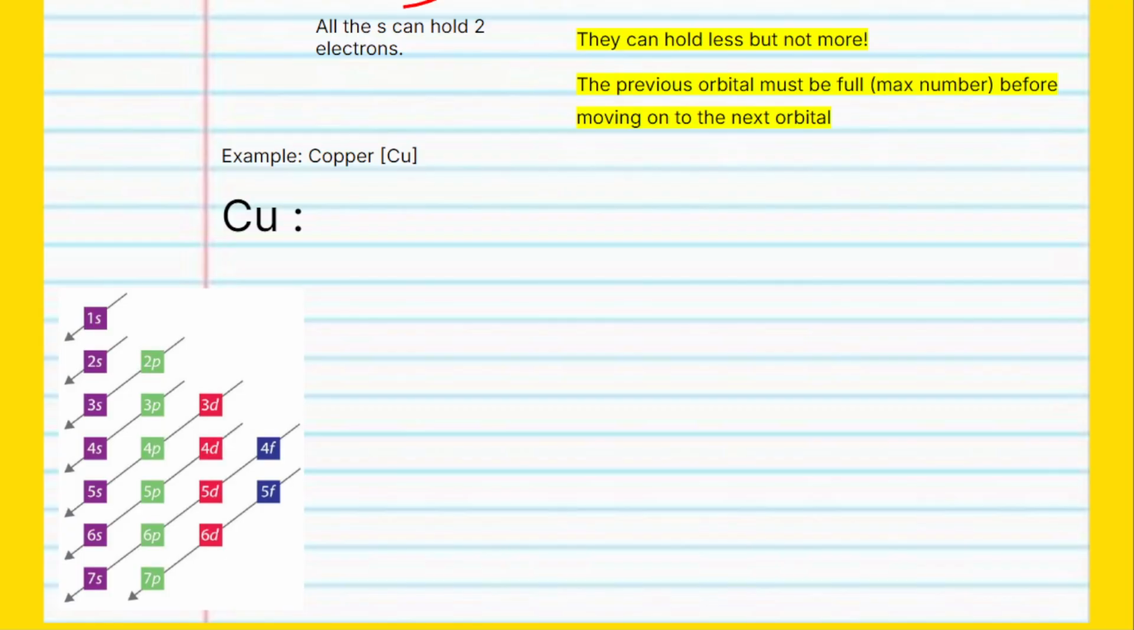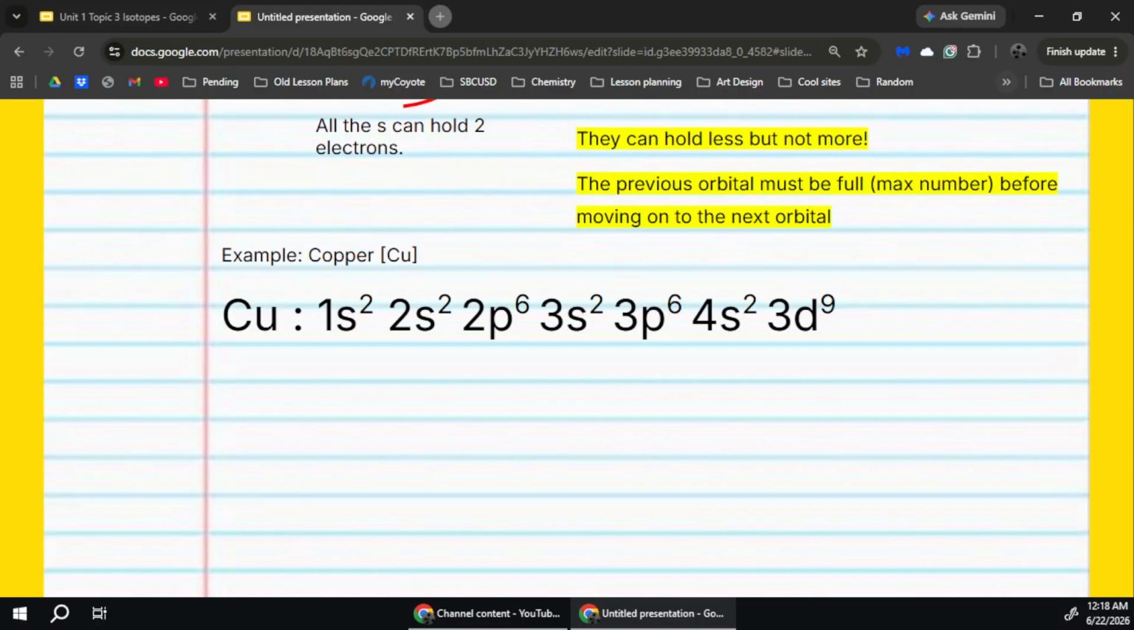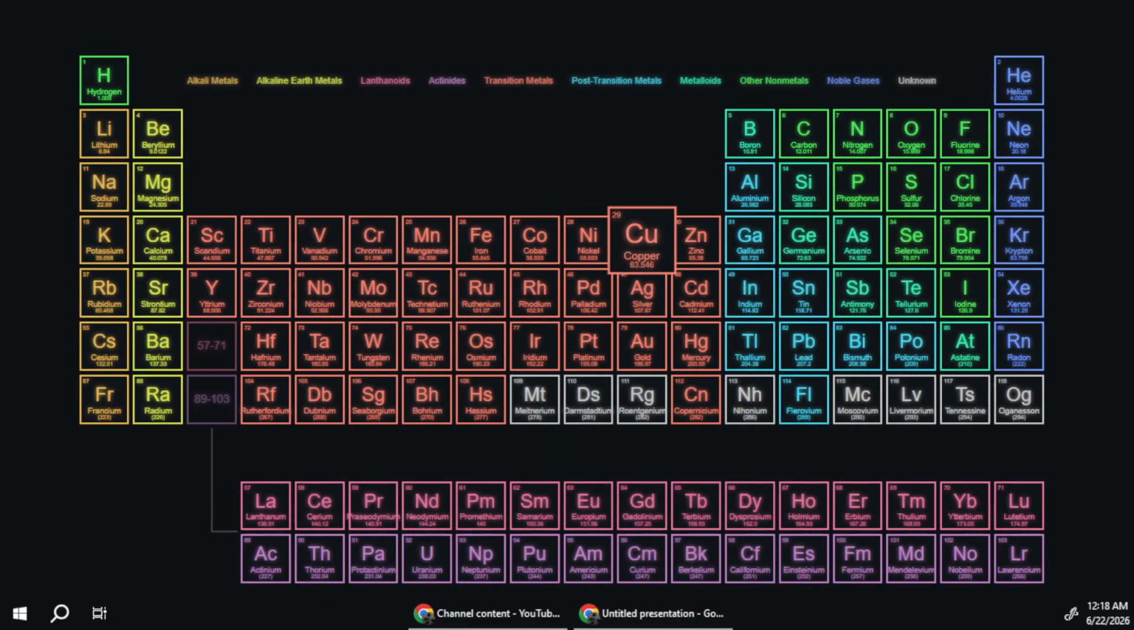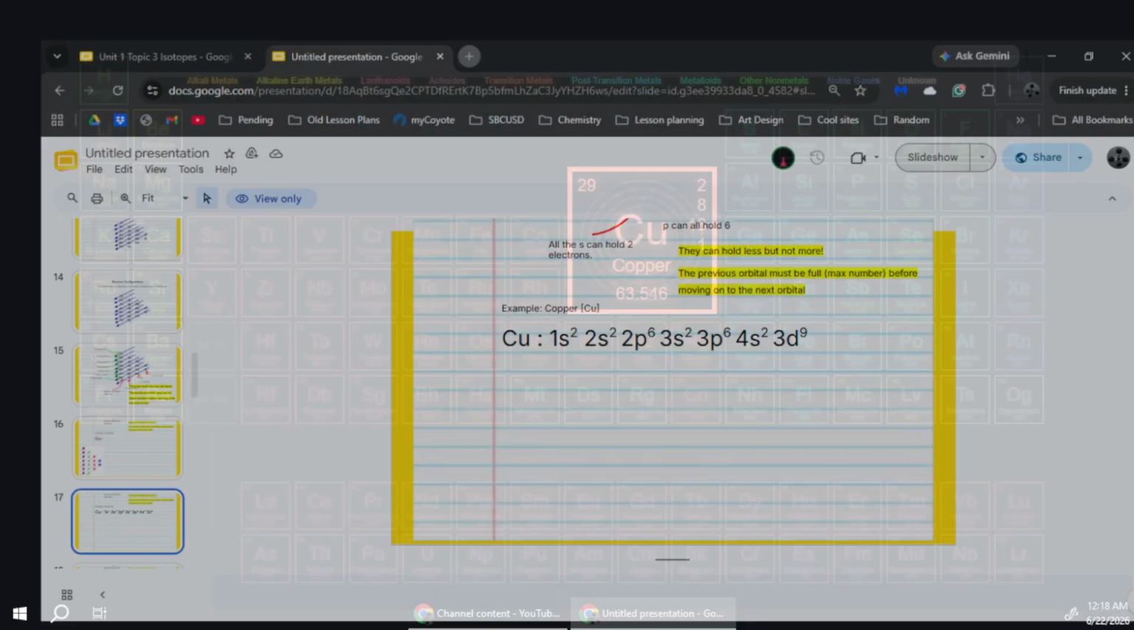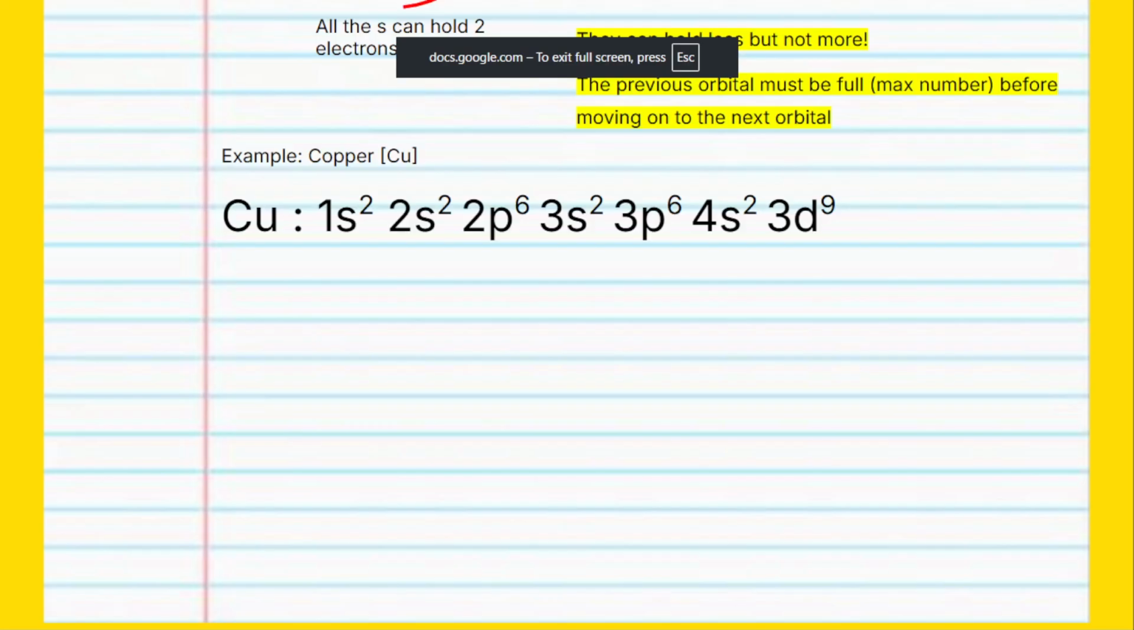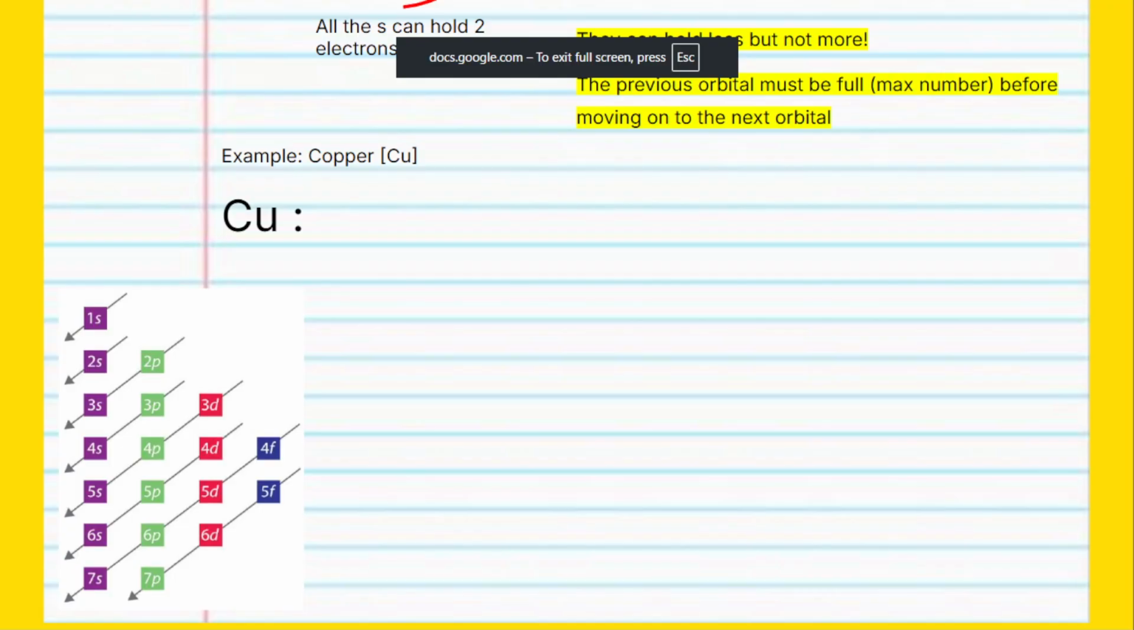Next one, for example, let's try this. We have copper, okay? If we look on the periodic table, it is number 29. So that means it has 29 protons and also 29 electrons. We're only looking at the electrons, okay? So we need to get to 29 electrons. So our goal is 29.